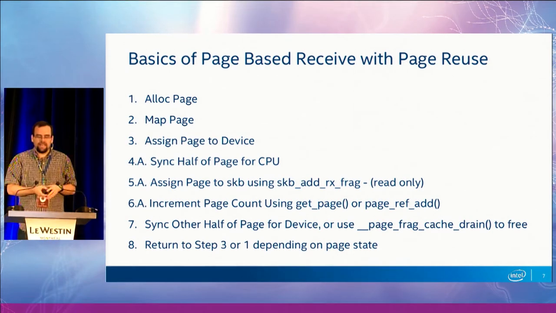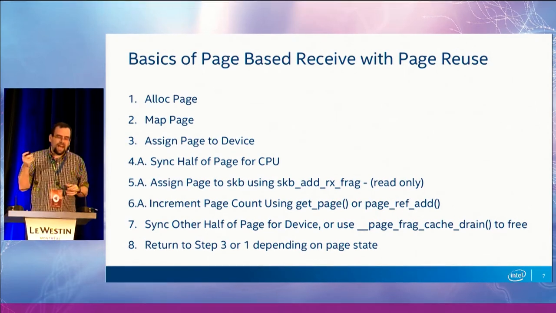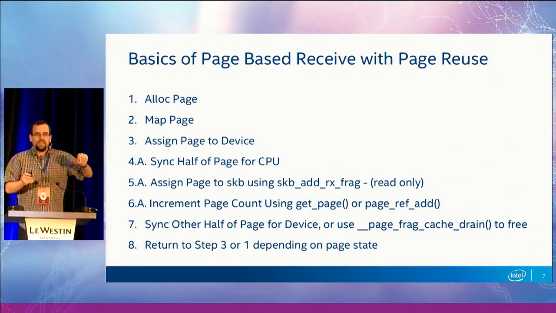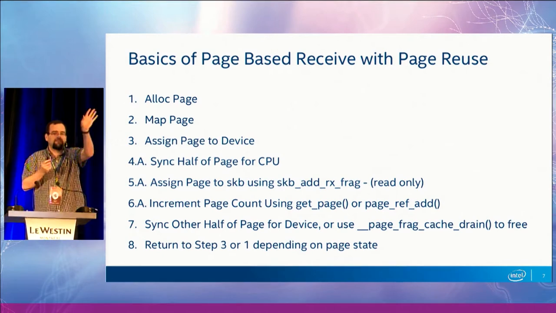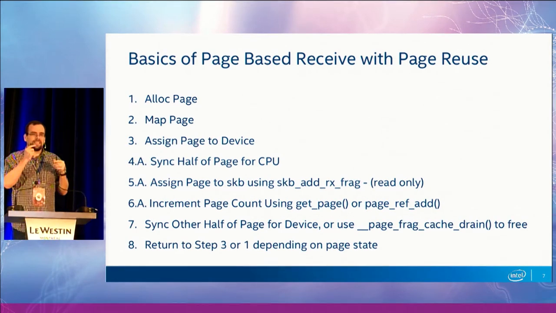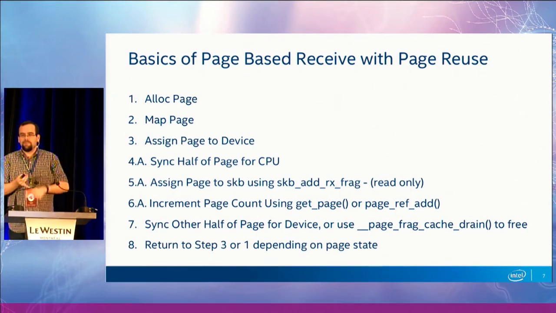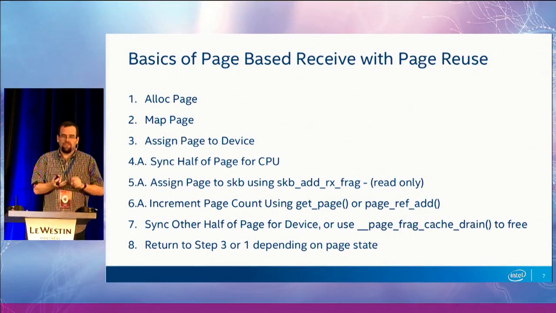So you'd end up having to copy the headers out if you wanted to do something like routing, which is expensive. But on the nice side of it, instead of having to allocate another page, you end up skipping to step 6A here, which says, okay, don't allocate another page, just increment the page count. That's all you need to do. And then we end up adding a couple steps, where at step 7, you sync the other half of the page back for the device and you just give it back. And as long as whatever you're giving these SKBs to is freeing them fast enough, you don't have to do any more allocations, any more mappings, any unmappings. All you end up doing is get page and sync, over and over and over again.